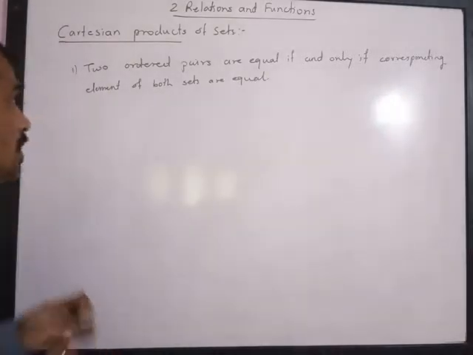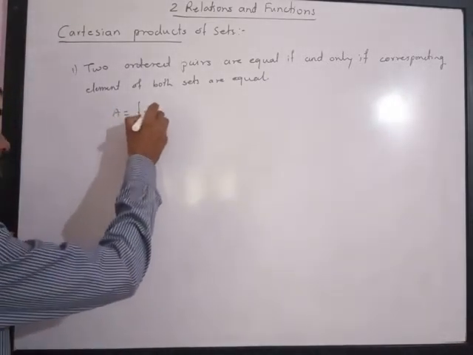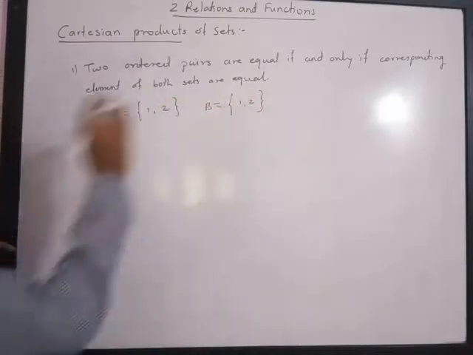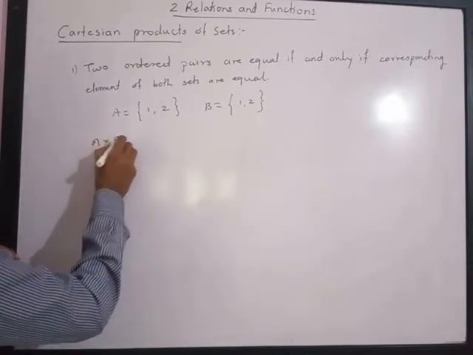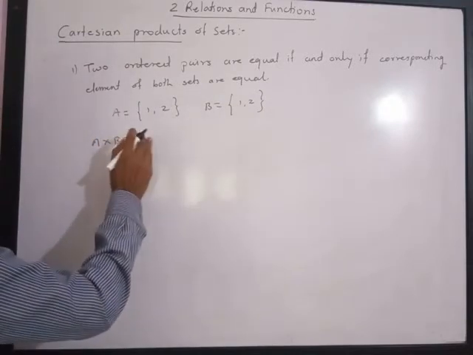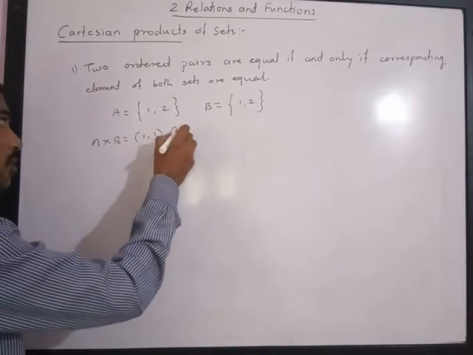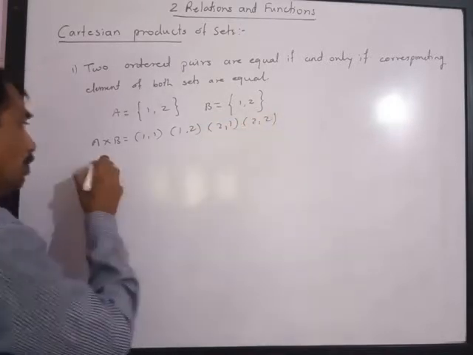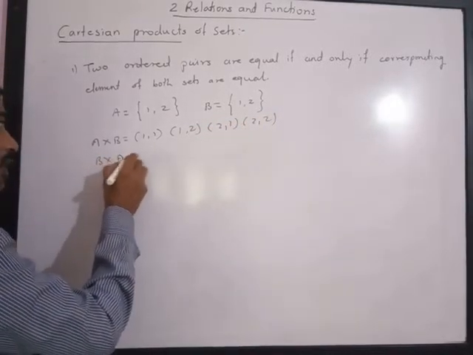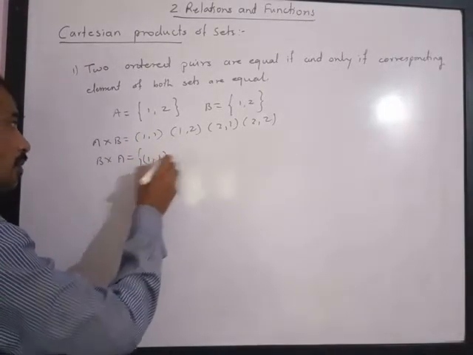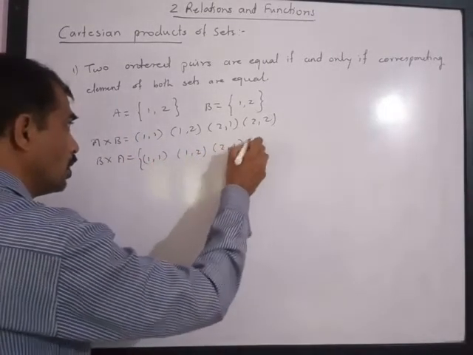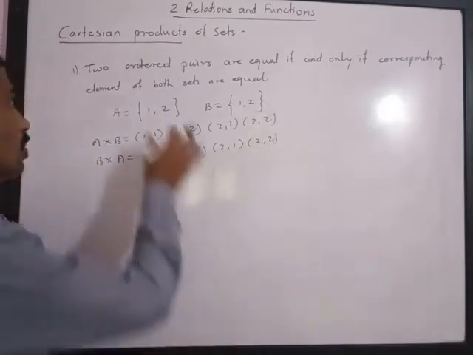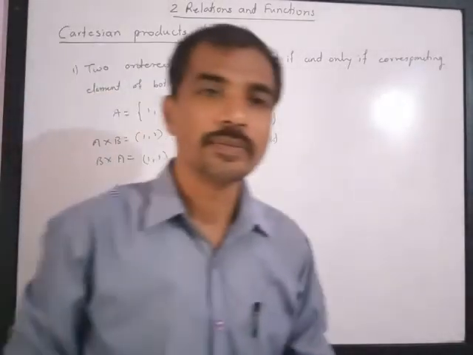Next point is, two ordered pairs are equal if and only if corresponding elements of both sets are equal. Means if A is a set of 1 and 2 and B is also a set of 1 and 2, then their ordered pairs will be equal. So A cross B will be (1,1), (1,2), (2,1) and (2,2), and B cross A will also be (1,1), (1,2), (2,1) and (2,2). So please note, ordered pairs are equal if both the sets are equal.